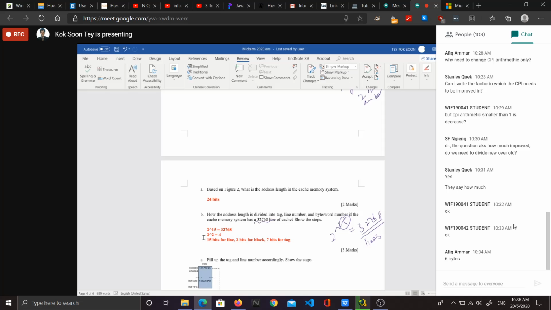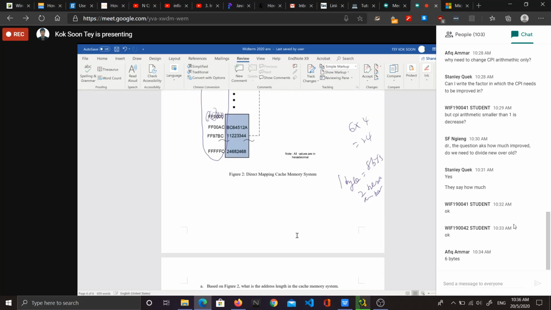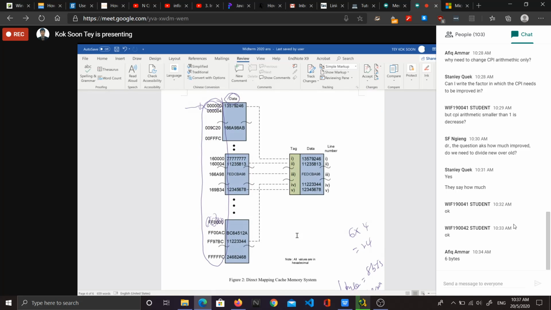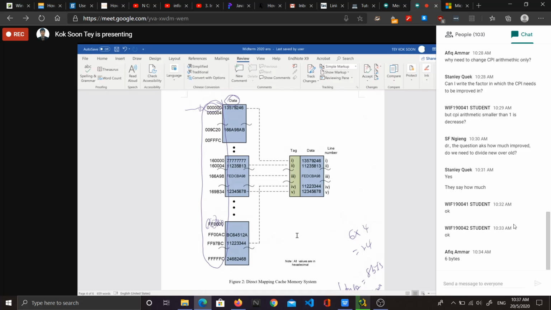Then the word, how to get the word? How to get the word?